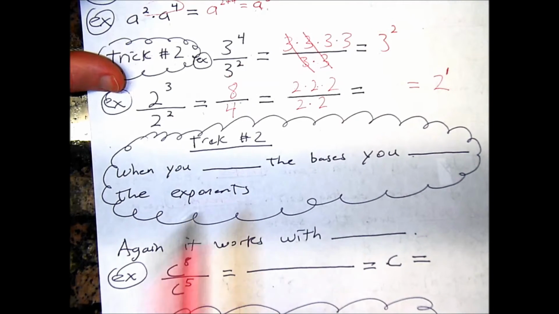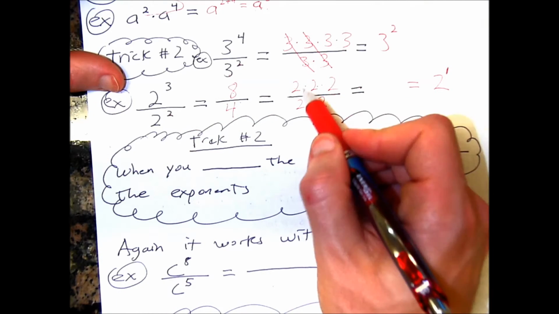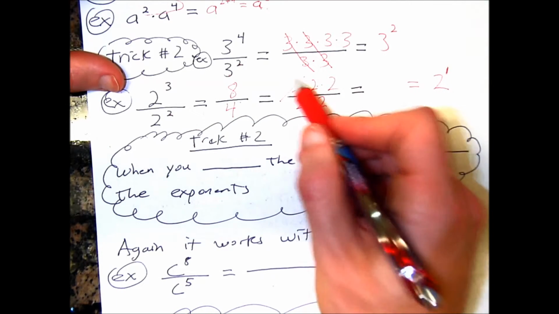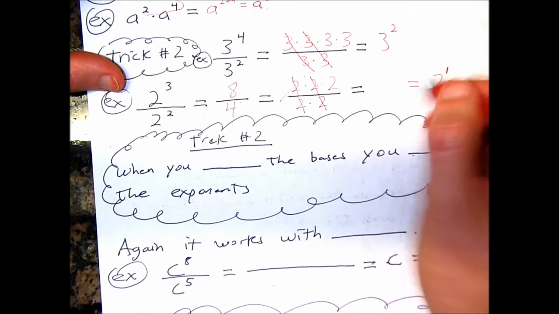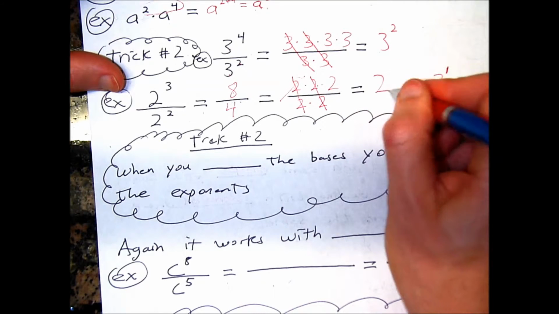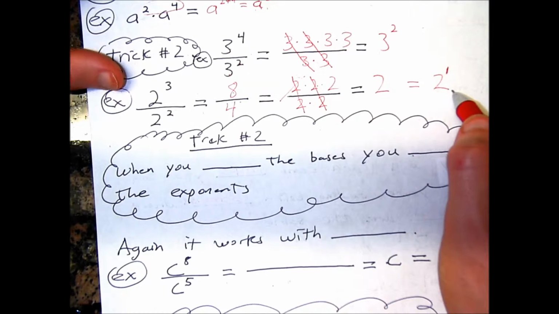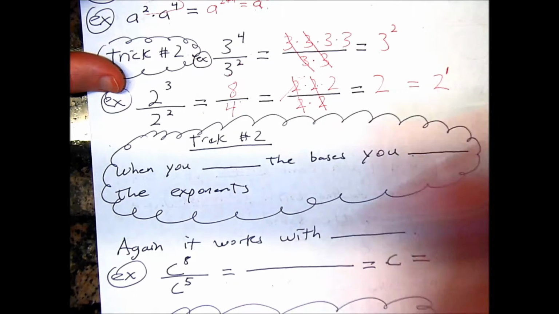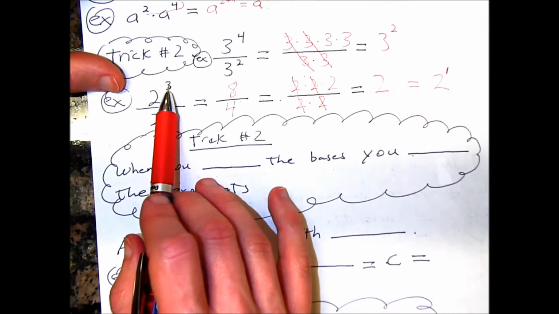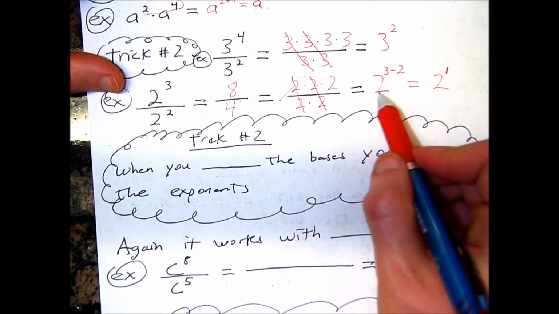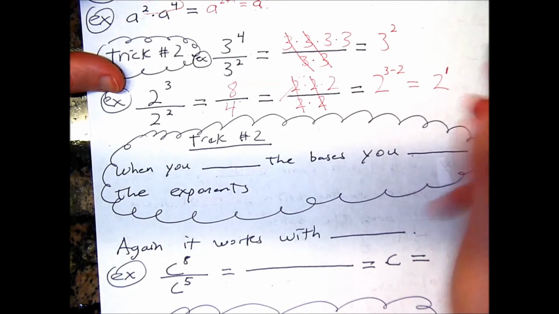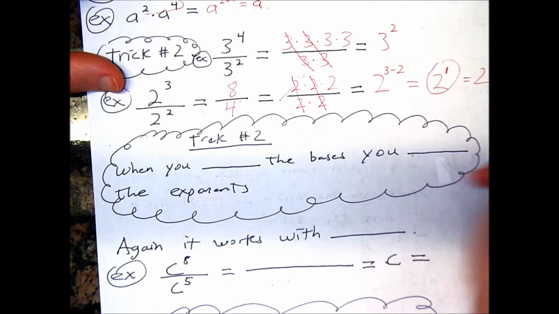But let's try to figure out our trick here. Again, if I cancel this 2 with this 2, and then this 2 with this 2, how many 2's am I left with? I'm left with 1, 2. So I could just look at it as 3 minus 2. 2 to the power of 3 minus 2. 3 minus 2 is 1, so I'm left with 1, 2. So my answer is 2.